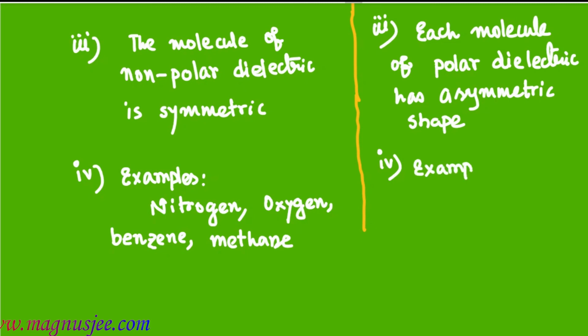Nitrogen, oxygen, benzene, and methane have a symmetric construction or configuration. On the right hand side, examples of polar dielectrics are water, alcohol, carbon dioxide (CO2), ammonia (NH3), hydrochloric acid (HCl), etc.